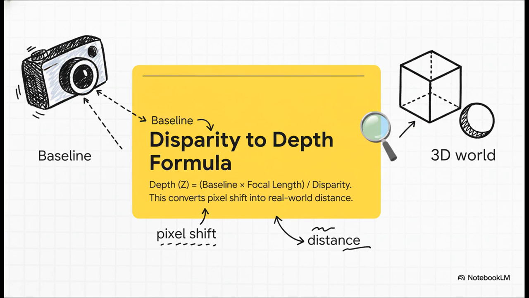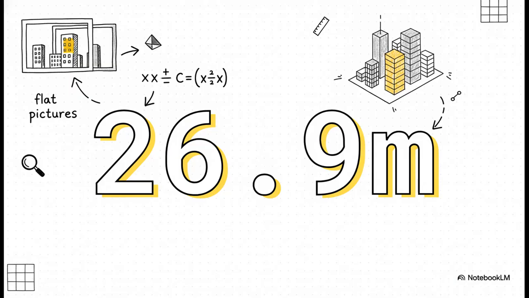As long as we know the distance between our two cameras, that's the baseline, and some details about the camera lens, that's the focal length, we can convert that disparity value we measured into a real-world depth measurement. And here is where it all clicks into place. By measuring the disparity for a pixel on that yellow building you see, and just plugging all the numbers into our formula, the computer calculates that the building is almost 27 meters away. We just measured the real world from 2 flat pictures.